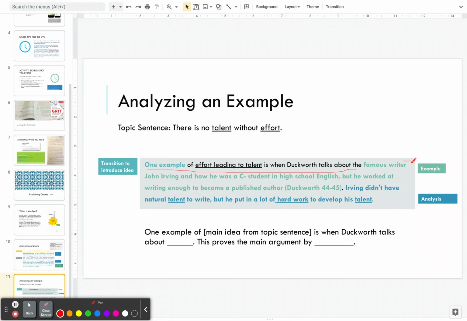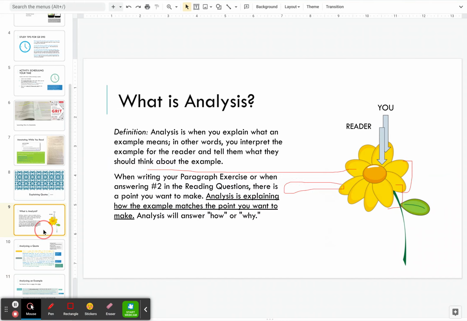So right here's my example. And I even have the citation when I'm just giving an example like this. Then my analysis is: Irving didn't have natural talent to write, but he put in a lot of hard work to develop his talent. So here I'm telling the reader what I want them to learn from this example. I'm drawing their attention to the appropriate place on that flower petal, like we have up here in this illustration.